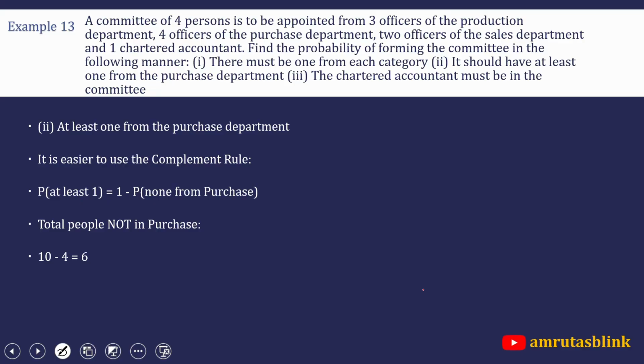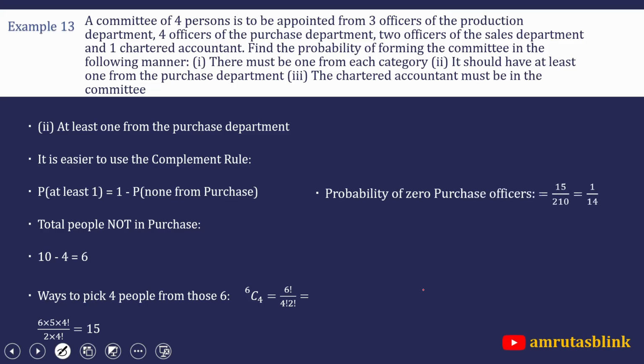So we need to choose 4 people, required 4 people from these remaining 6 people. So ways to pick these 4 people from remaining 6 which are not from purchase department is equal to 6C4, which is equal to 6 factorial upon 4 factorial into 2 factorial, which is equal to 6 into 5 into 4 factorial upon 2 into 4 factorial. 4 factorial, 4 factorial will get cancelled and we will have 5 into 3, that is 15. So we can choose 4 people where nobody is from purchase department in 15 possible ways.